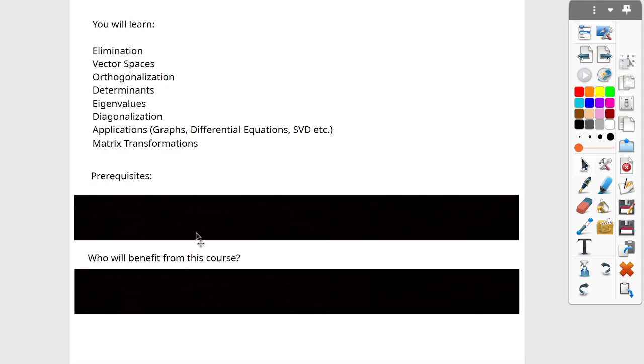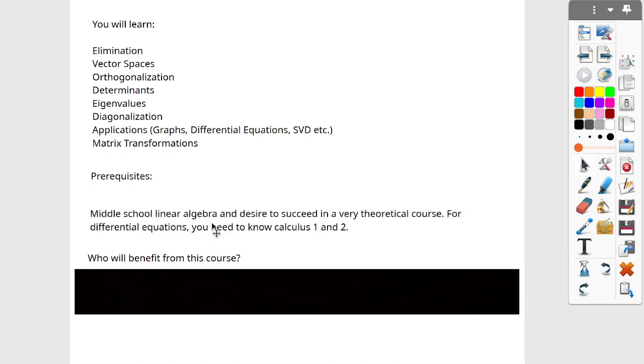You'll learn all that. What are the prerequisites? Now, this is usually offered as a college course, but really the prerequisite is only middle school math. So yes, the prerequisite is middle school linear algebra, and you should have the mathematical maturity to know calculus one, or no, you don't need to know calculus one. I'm sorry. For differential equations, you need to know calculus one and two, because we're gonna be doing differential equations. Like 2 episodes of it in this course.